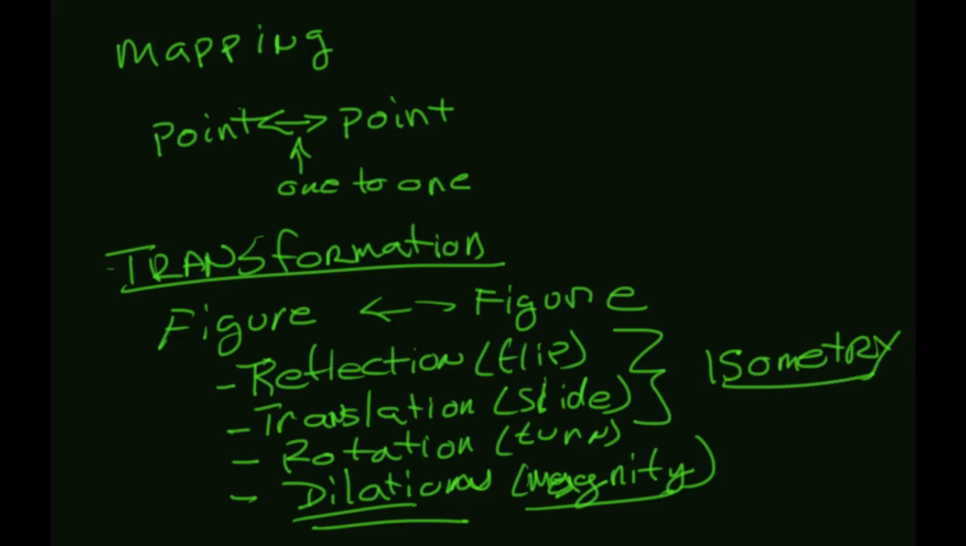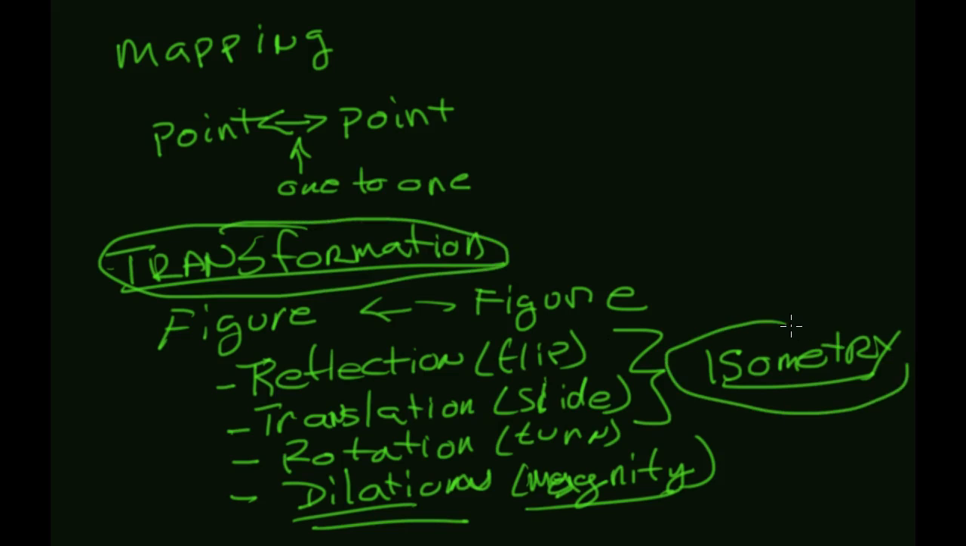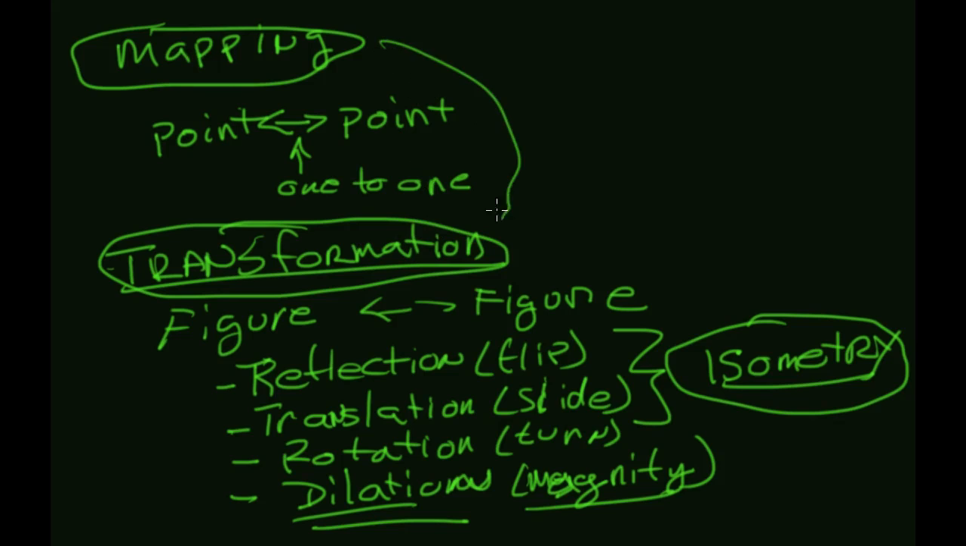Okay, so key terms from today: transformation, isometry, mapping. These are the 3 key terms that we are going to use from this section.